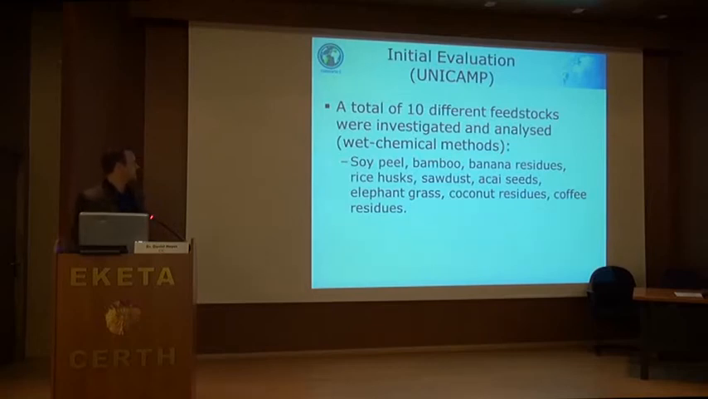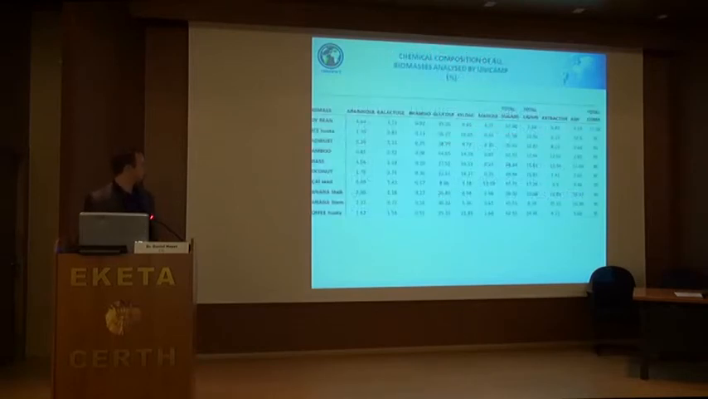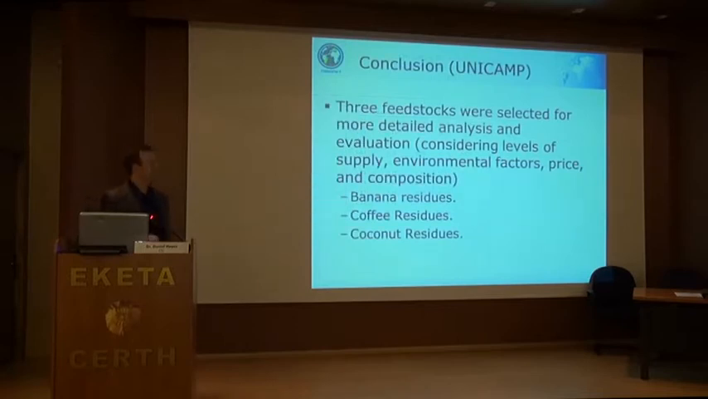Unicamp in Brazil were given a total of 10 different feedstocks to investigate via wet chemical methods. These are all generally waste materials from the agricultural industries. Here are some compositional data obtained for these samples. Of most interest would be the total sugar content, and we're looking for a high value here, providing that the feedstock can still be obtained relatively cheaply. On the basis of the result, and also on the basis of a very thorough examination of environmental costs, supply cycle levels, and transport costs, they decided to investigate these three residues: banana, coffee, and coconut.